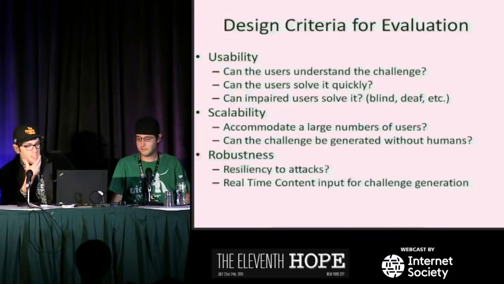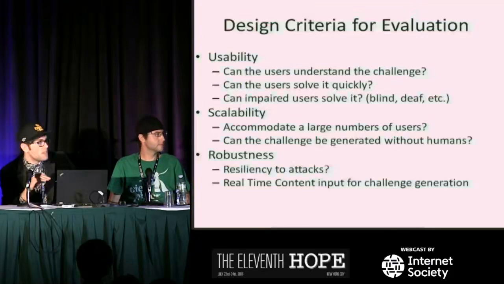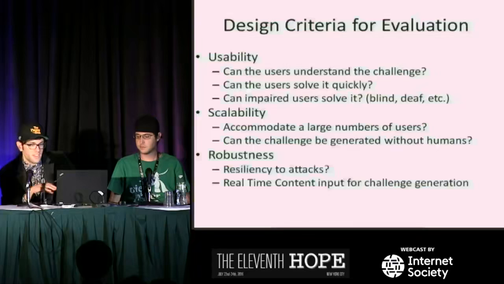And then last but not least, robustness is sort of a descriptor for security. Is it resilient to attacks? So we know there's things like segmentation attacks, filtration attacks, things to get our tricks out so that the standard computer vision tools, optical character recognition, whatever it is, will be effective again in solving these challenges. And then also real-time content.